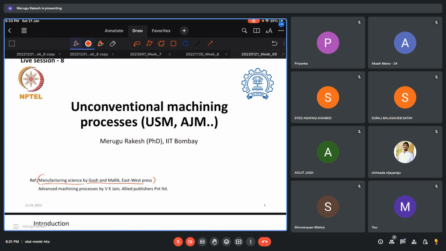These are mainly important. For the others, you can just read the theoretical type. They might ask theoretical questions. Even in this type, most of the questions are theoretical. Only ECM and EDM are the numerical type questions. So for the other processes, just have an understanding of the working principles and the mechanism of material removal rate. If there is any particular application, you can remember it. Otherwise, just remember the mechanism as well as the process.